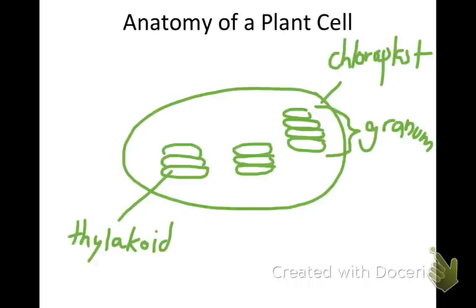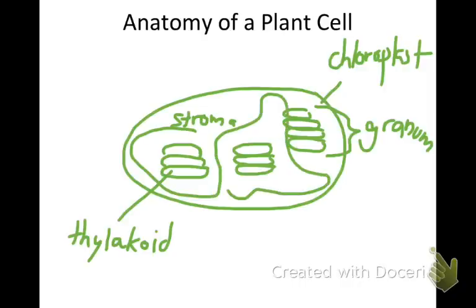The space inside, kind of like the cytoplasm of a chloroplast, this is going to be called the stroma. So all of this inside, all this right here, this is the stroma, and these are the thylakoids. And why are the thylakoids important? It's because they hold a very important pigment molecule called chlorophyll. So chlorophyll is on the membrane of the thylakoids.